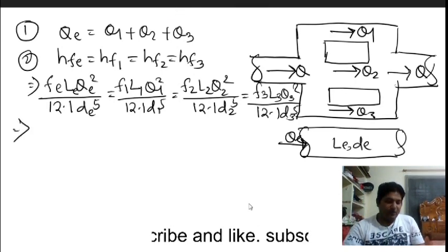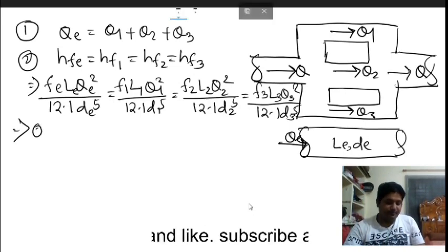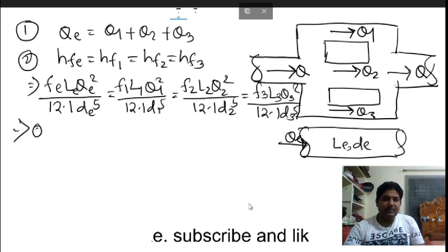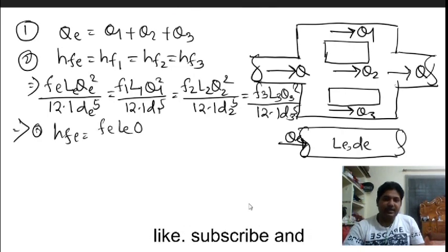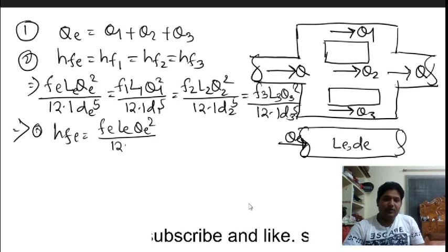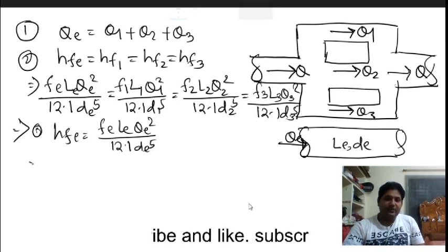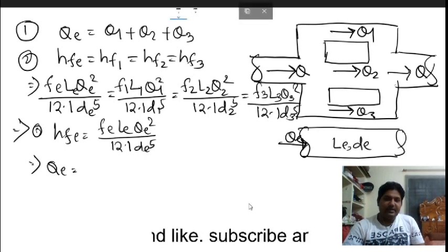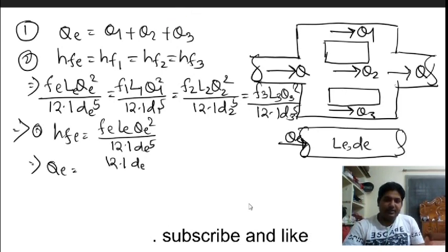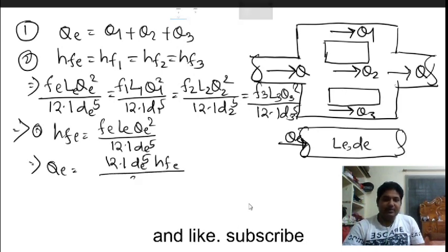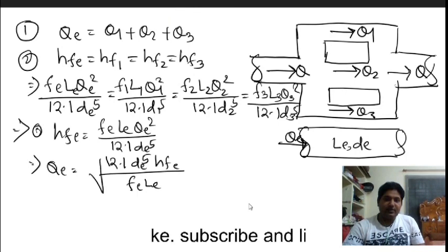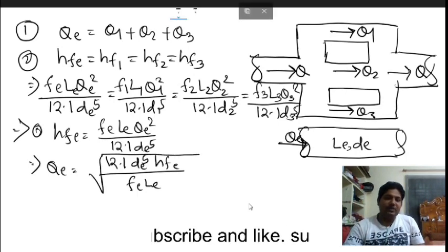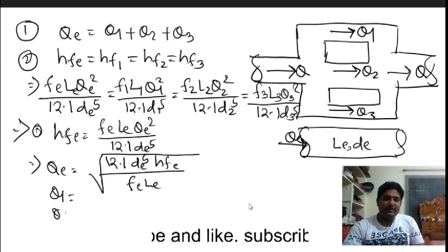So if you find out this Q_E, this Q_E will be equal to, so this h_fE will be equal to how much? h_fE will be equal to f_E L_E Q_E square divided by 12.1 D_E to the power 5. So from here if you calculate this Q_E, it comes out to be the square root of 12.1 D_E to the power 5 into h_fE divided by f_E into L_E. Similarly Q1 you can find out, this is Q2, and similarly Q3 you can find out.